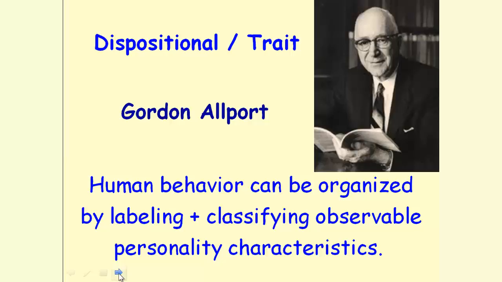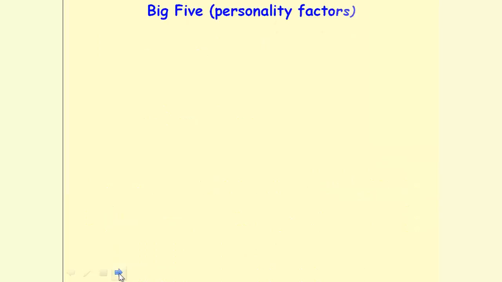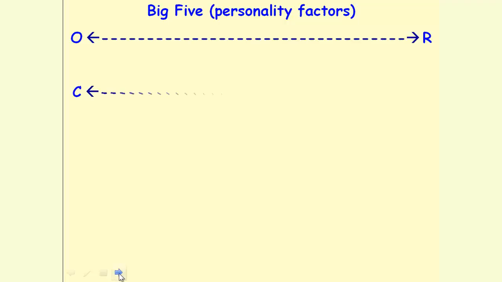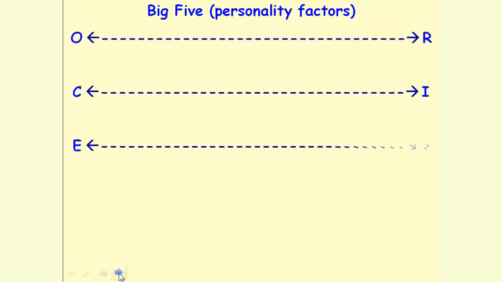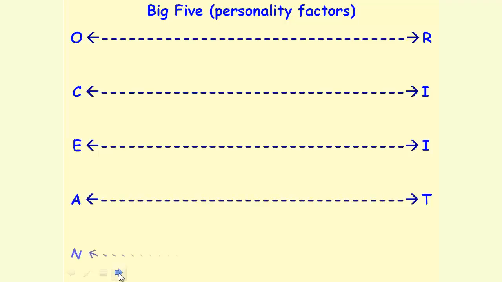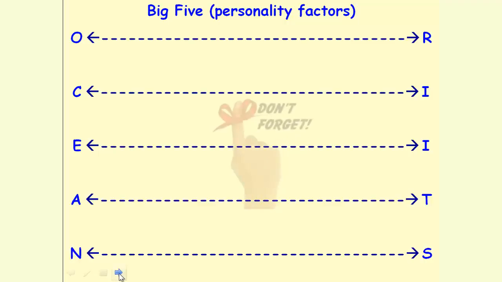Allport's trait model is supported by empirical evidence of survey questionnaires. Over 4,000 traits have been explored in this fashion, with a handful of core personality traits discovered. These core traits are labeled the Big Five. This is the diagram that you will be asked to complete for the trait theory.